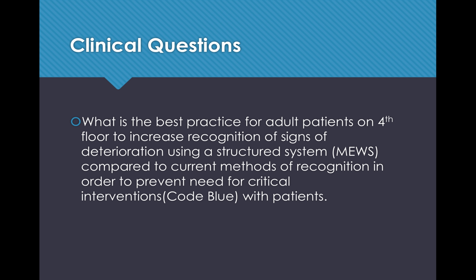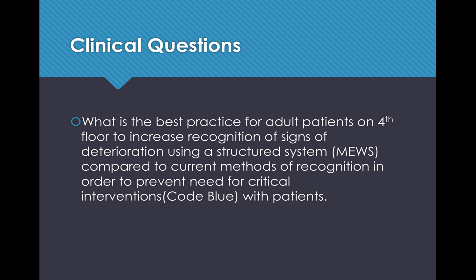Here's another clinical question. Let's see if we can find all four components. What is the best practice for adult patients on the 4th floor to increase recognition of signs of deterioration using a structured MEWS compared to current methods of recognition in order to prevent the need for critical interventions or code blue with patients?